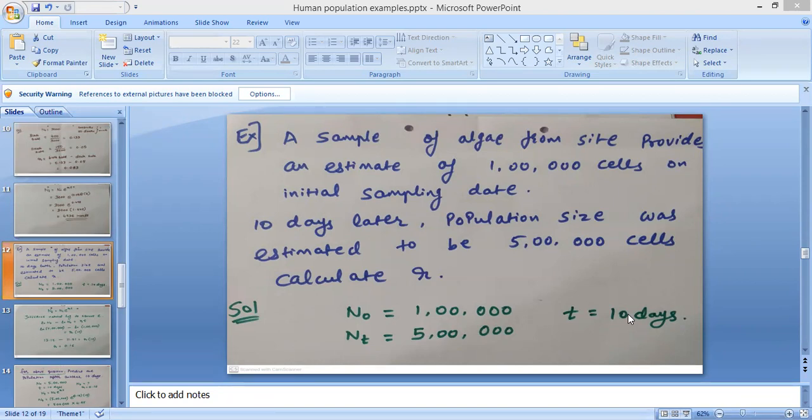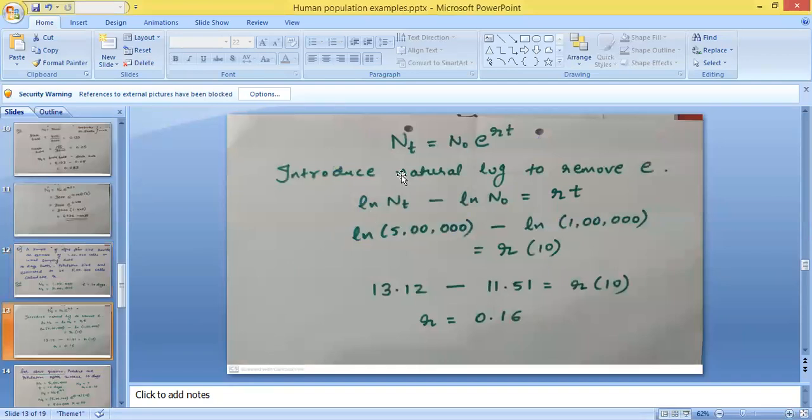Suppose it is given in year, then it will be the yearly value. So don't do any type of conversion of the day, month, and year. That is not to be done. Now Nt is equal to N naught e raised to rt.